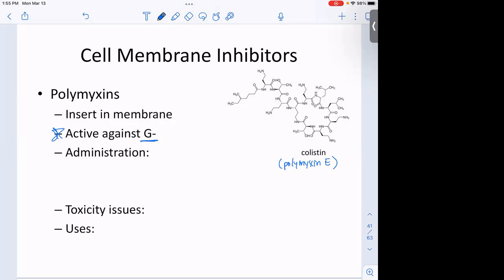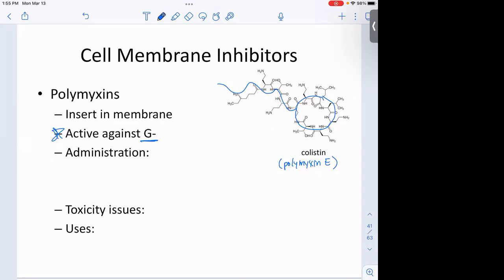And of course, gram-negative bacteria have the outer membrane, a thin layer of peptidoglycan, and then a plasma membrane. So these drugs not only insert in the outer membrane, but poke through that thin layer of peptidoglycan into the plasma membrane. You see this circular structure here and the tail. That maybe reminds you of a detergent or a soap. We talked about how soaps and detergents will poke through membranes. They have a hydrophobic tail and a hydrophilic head.